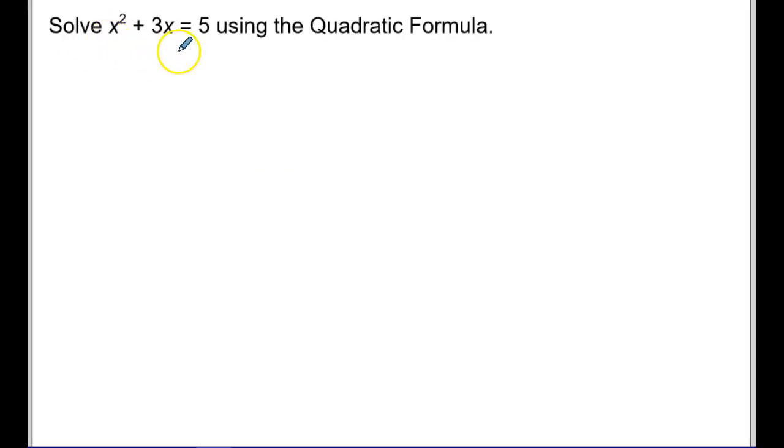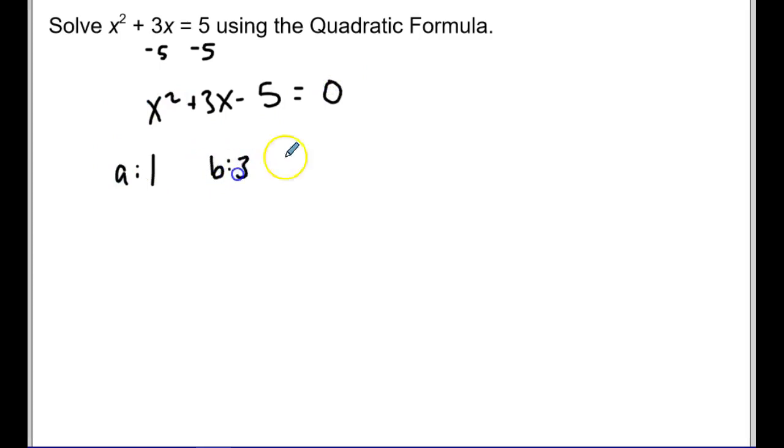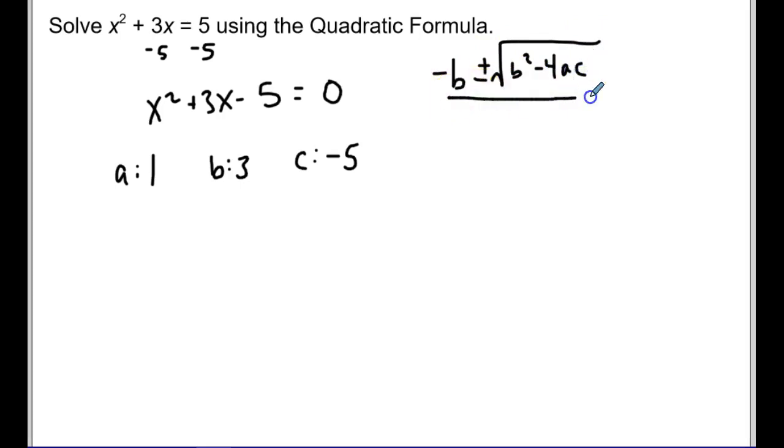Okay, so here we're going to solve this quadratic equation using the quadratic formula. The first thing I notice is I need to get everything to one side, so I'm going to subtract 5 from both sides. So now I have x squared plus 3x minus 5 equals 0. Well, now I have my a value, which is 1, my b value, which is 3, and my c value, which is a negative 5. So now I can use my quadratic formula: negative b plus or minus the square root of b squared minus 4ac all over 2a.